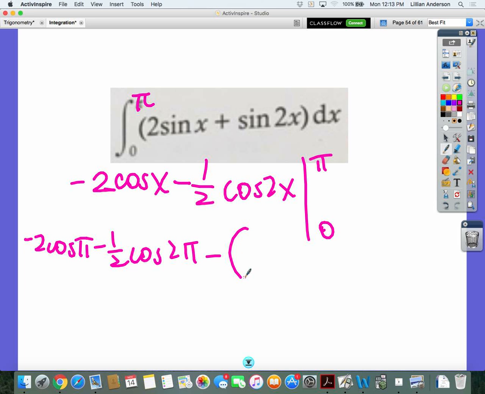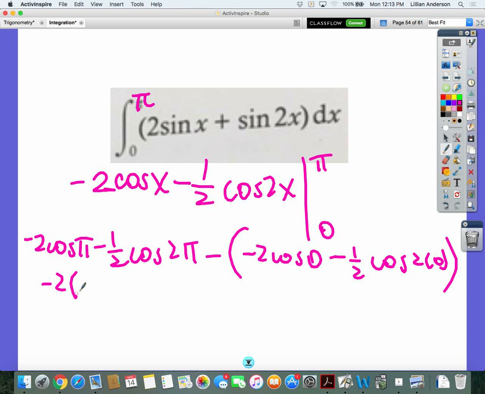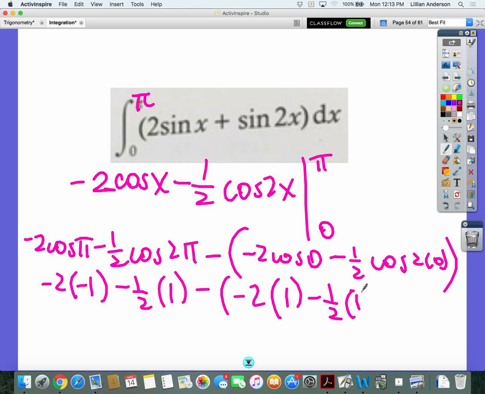When there's multiple terms, please include a parenthesis, so that you know you're subtracting the entire lower bound. Okay, what's the cosine of pi? -1. What's the cosine of 2 pi? 1. What's the cosine of 0? 1.